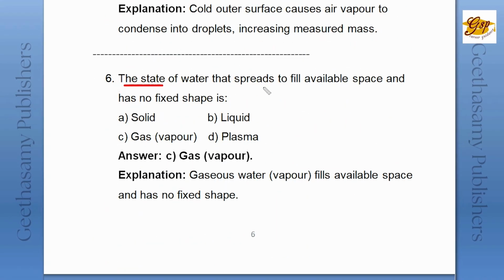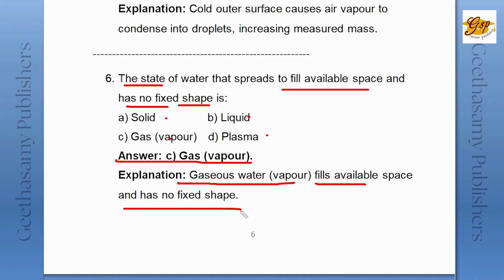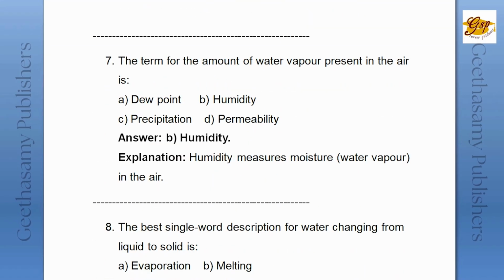And sixth question. The state of water that spreads to fill available space and has no fixed shape: solid, liquid, gas or plasma. The correct answer is gas. So the gaseous water vapor fills available space and has no fixed shape. Right? Then seventh question.